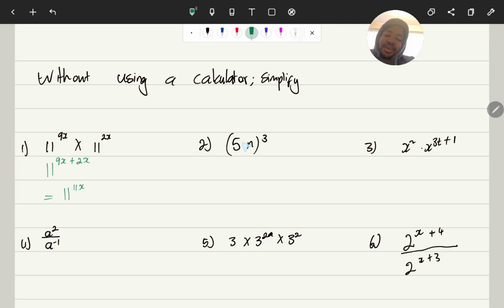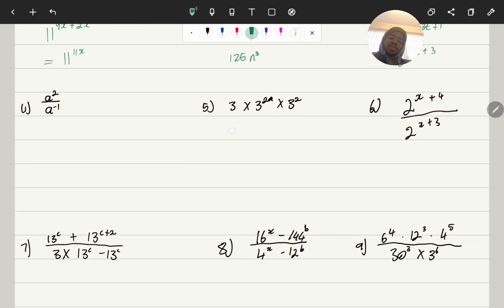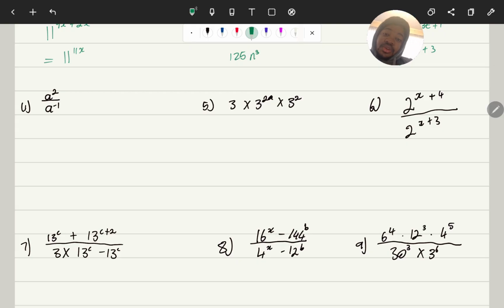Here we're raising power to power, so we multiply the exponents. You have 5 to the power of 3 and to the power of 3, which is 125 to the power of, yes, and to the power of 3. Then here, multiplying the same bases, we add the exponents. You have x to the power of 2 plus 3t plus 1, then you have x to the power of 3t plus 3. Just basically using laws of exponents here.